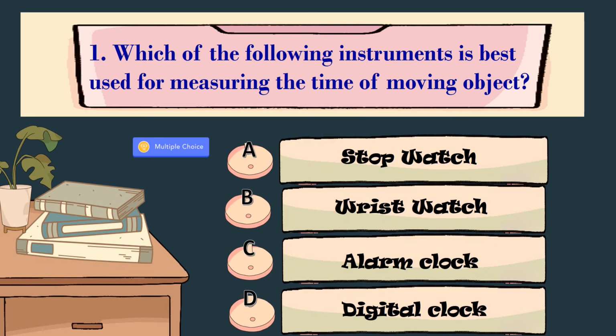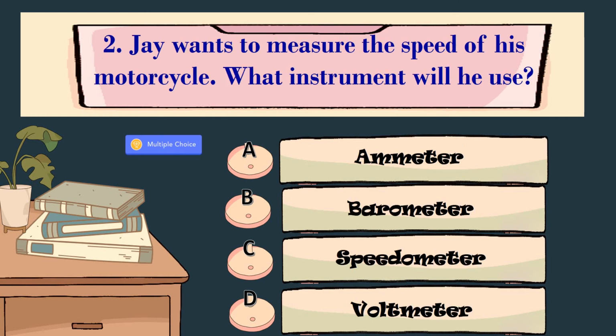Okay. Which of the following instruments is best used for measuring the time of a moving object? A. Stopwatch? B. Wristwatch? C. Alarm clock? D. Digital clock? Correct. That is letter A. Stopwatch. Number 2. Jay wants to measure the speed of his motorcycle. What instrument will he use? A. Ammeter. B. Barometer. C. Speedometer. Or D. Voltmeter. Correct. Very good. That is C.